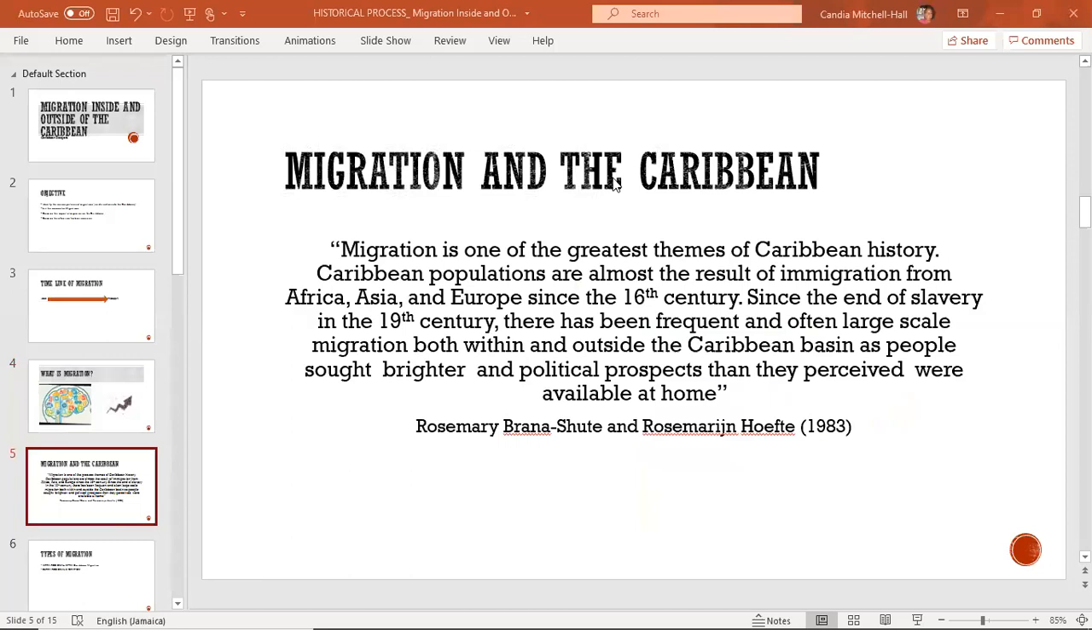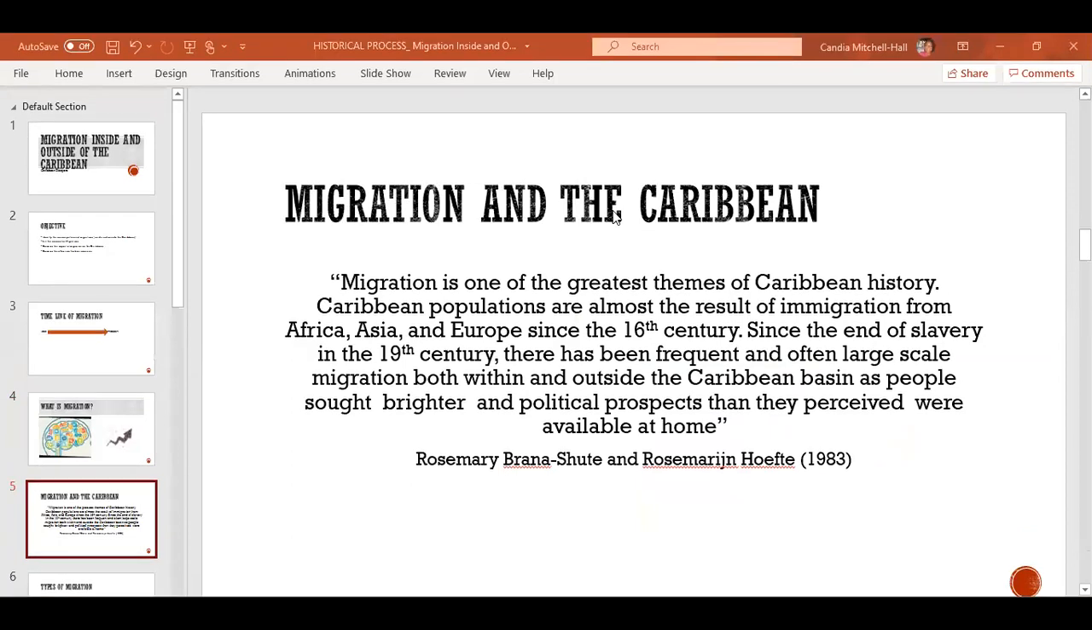Migration and the Caribbean. Migration is one of the greatest themes of Caribbean history. Caribbean populations are almost all the result of immigration from Africa, Asia, and Europe since the 16th century. Since the end of slavery in the 19th century, there has been frequent and often large-scale migration both within and outside the Caribbean basin as people sought brighter economic and political prospects than those they perceived were available at home.